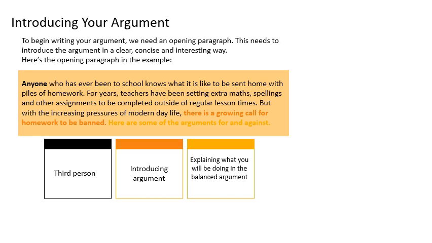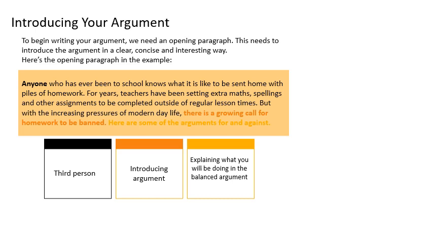And then in the kind of yellowy colour, it's explaining what we'll be doing in the balanced argument. And what we've said is, here are some of the arguments for and against. At this level, it's nice and simple. You just say that you're presenting both for and against on this argument.